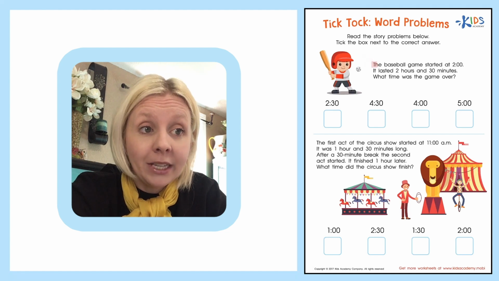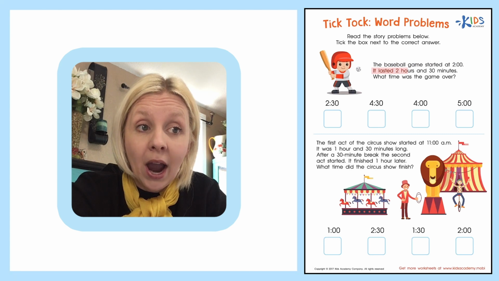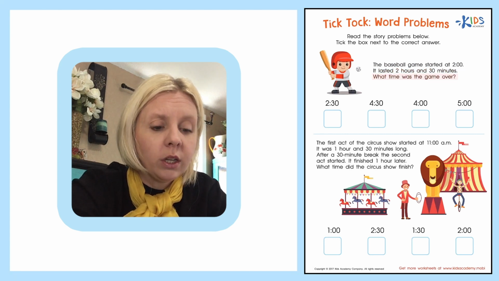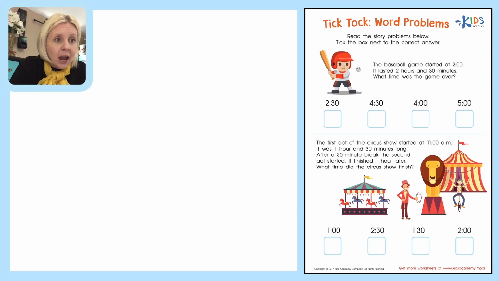It says, the baseball game started at 2 o'clock. It lasted 2 hours and 30 minutes. What time was the game over? So let's come over here and let's write this out. We've got, it started at 2 o'clock, okay? And then it lasted 2 hours and 30 minutes.